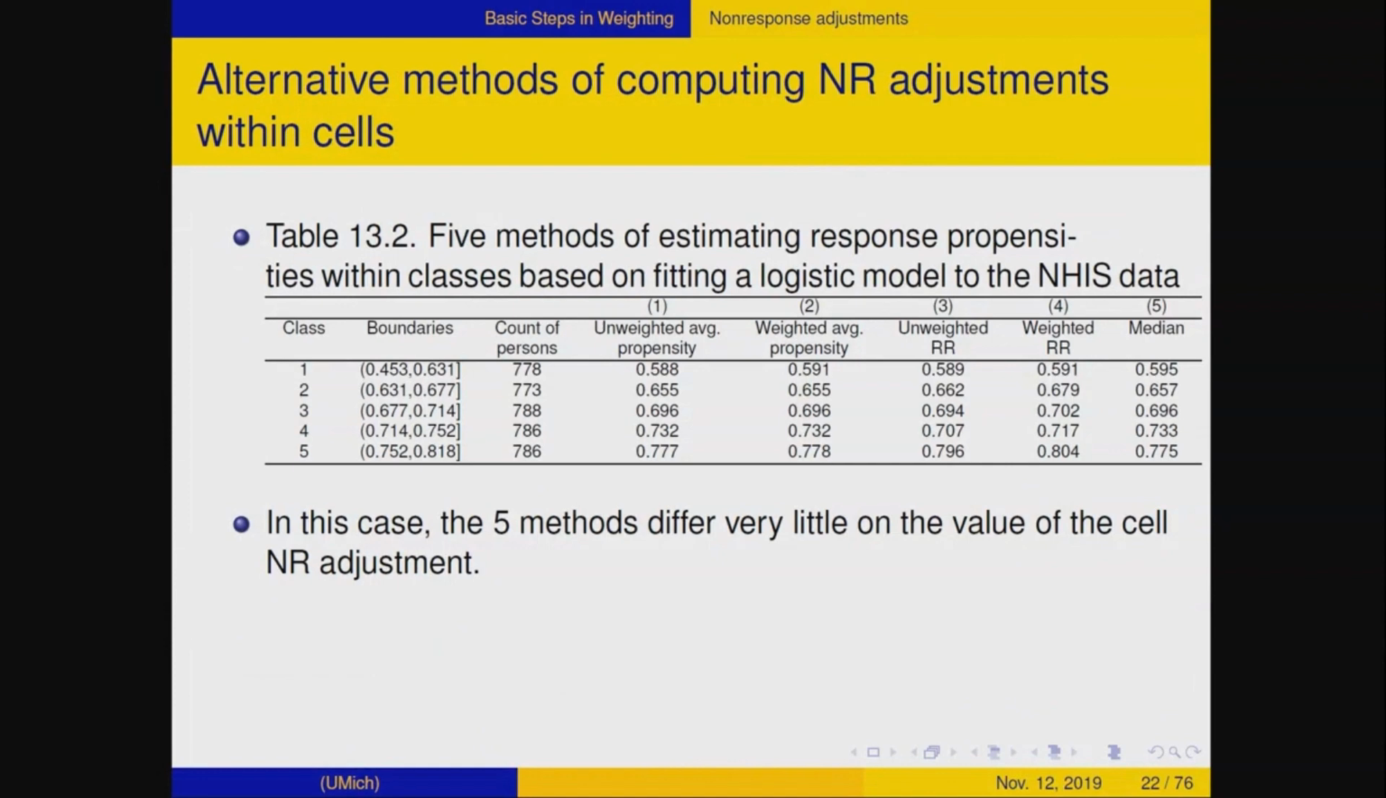I don't see it right here. I've definitely seen what you're talking about. This is how that example comes out. It's table 13.2 in the book. Here are the boundaries of the classes. Here are the counts of persons in each class. Here are the unweighted response propensities, the weighted average, unweighted response rate, weighted response rate, median.